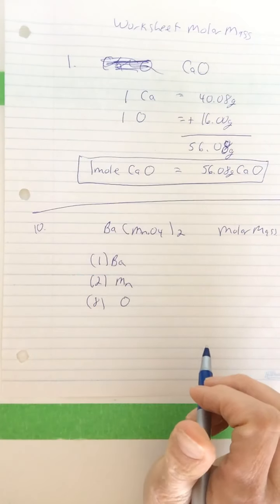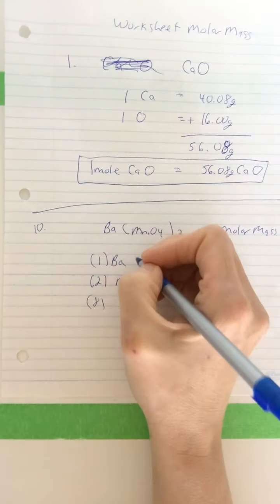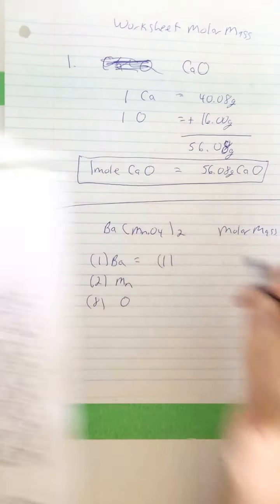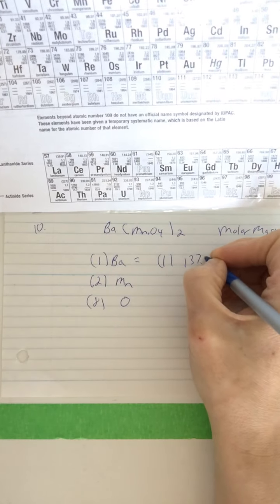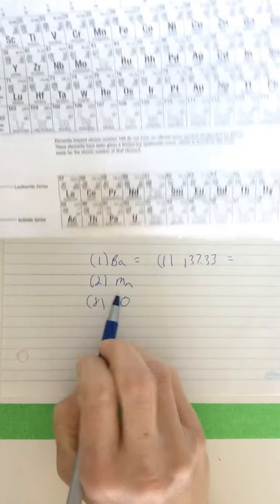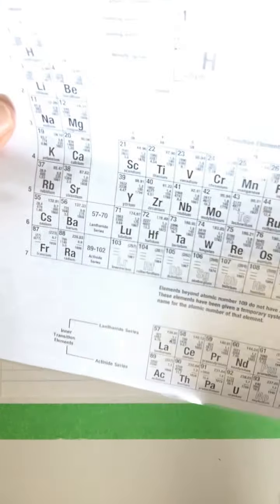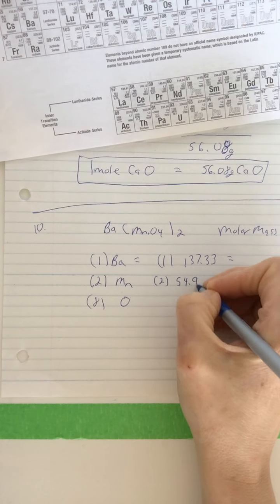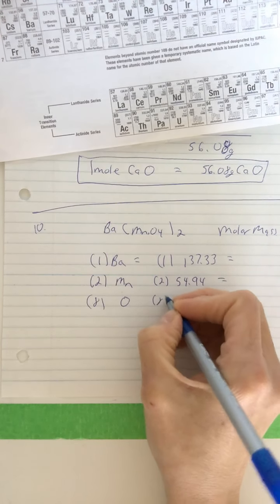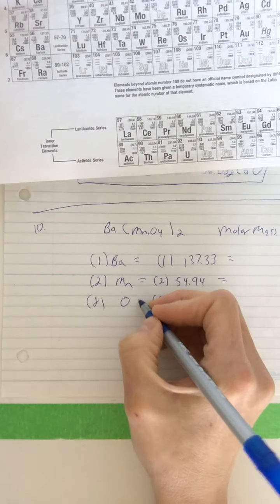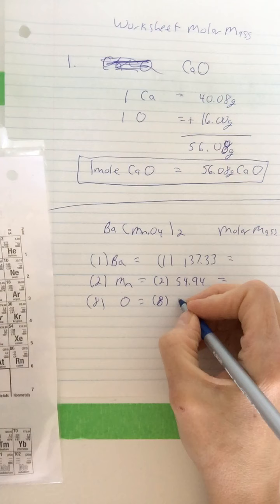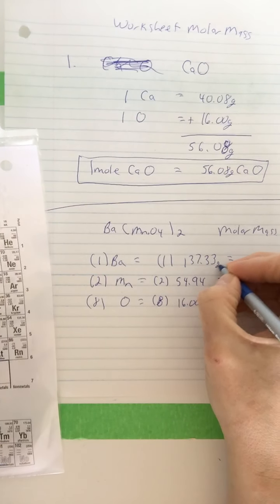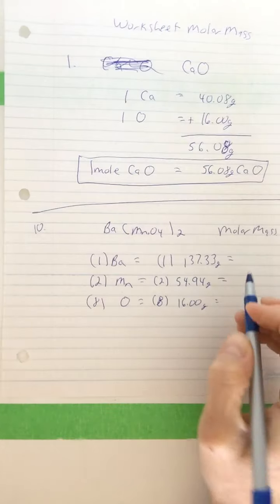So let's figure this out. We have to find the molar mass. So 1 of what's the molar mass for Ba? It's right here, 137.33. Mn, we have to find our Mn right here. 54.94. I've got two of them. 54.94. And I've got 8 oxygens. And oxygens are 16. These are all grams. Okay?